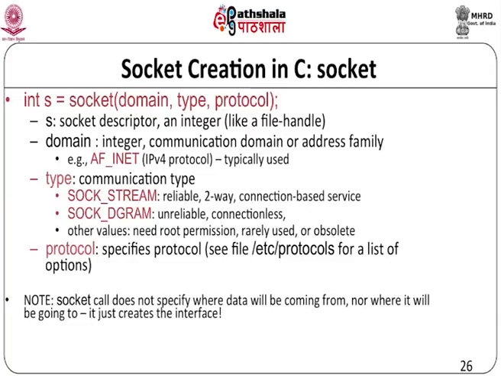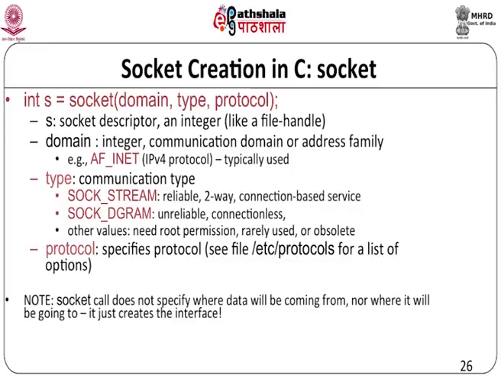There is a type which specifies what kind of socket we are using. We have a stream socket and we have a datagram socket. You can easily understand what these two must be meant for. Stream socket is used for a reliable two-way connection based service, which is TCP. Datagram socket is used for UDP, unreliable connectionless service. Then there is a protocol field which tells us what kind of protocols are being used, and again there are different options available.